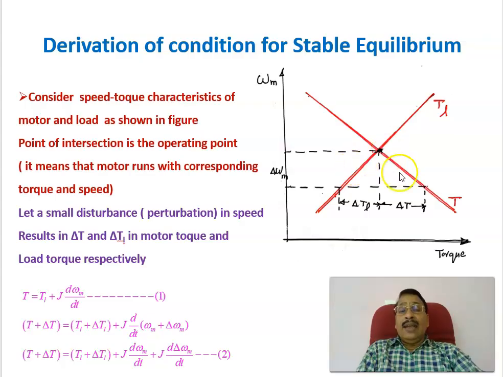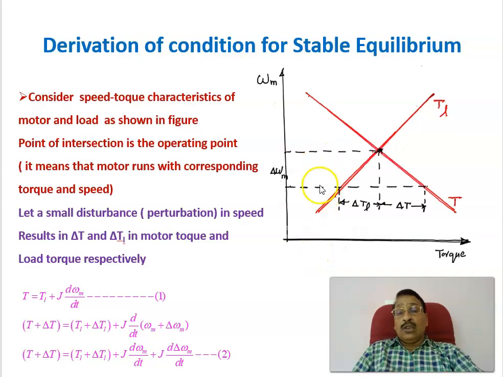Now let us see a perturbation or a disturbance is given. Now a small disturbance or perturbation in speed results. Therefore, a small disturbance of delta omega m is provided. The disturbance in motor torque is equal to delta T, and the disturbance in load torque is equal to delta TL. Therefore, the basic equation for the load torque and motor torque is T equal to TL plus J d omega m by dt, that we are representing as equation 1.